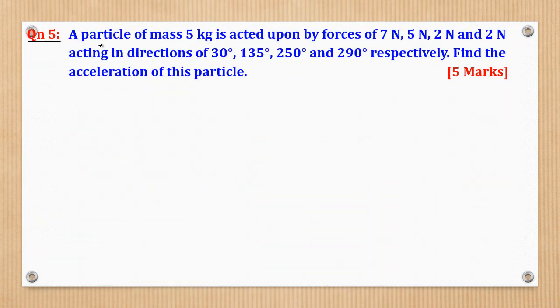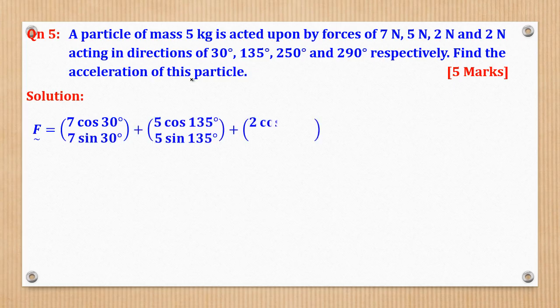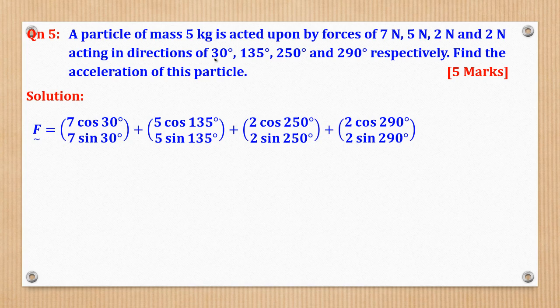Then question 5 says a particle of mass 5 kilograms is acted upon by forces, these ones, acting in directions, these ones, respectively. Find the acceleration of this particle. So first we need to resolve. This one corresponds to 30, giving us this. This one corresponds to 135, this one corresponds to 250, and this one corresponds to 290. Then you can use a calculator to come up with that output.